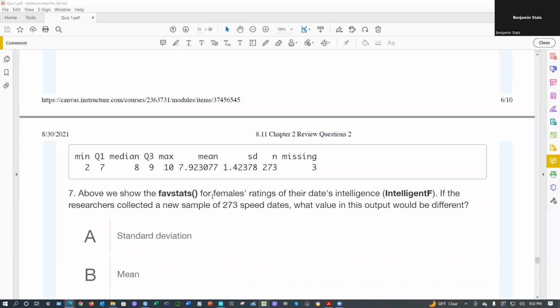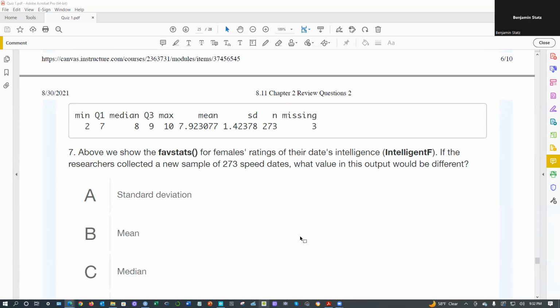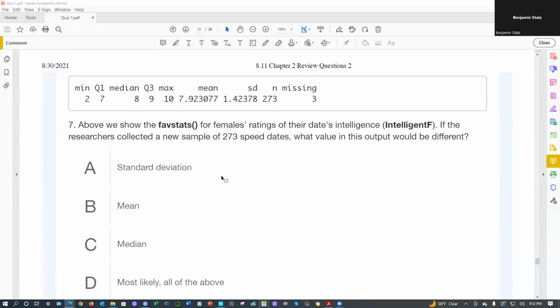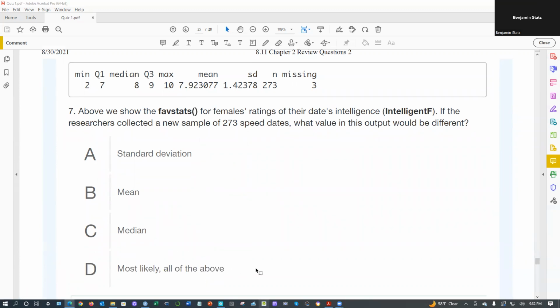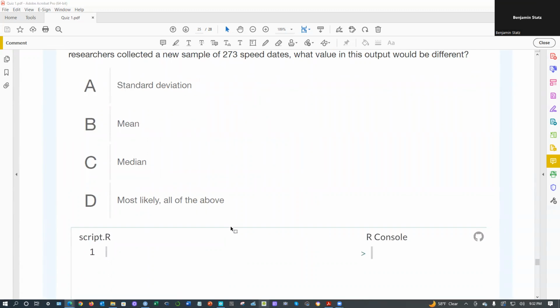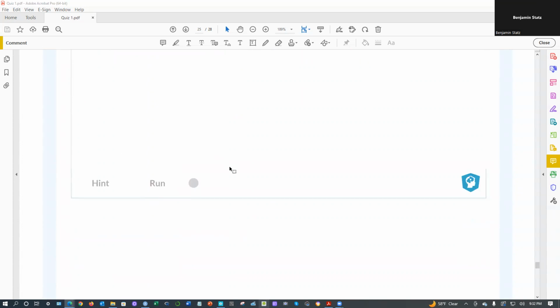Above we saw the female ratings of their dates. If the researcher collected a new sample of 273 speed dates, what value in this output would be different? How would the new data affect the already existing data? Would that affect the standard deviation? Yes. Mean? Yes. Median? Yes. Most likely all the above. It's going to affect all of them if they select that new data, 273 data. The answer is D. Then you have to run this one in the sandbox.